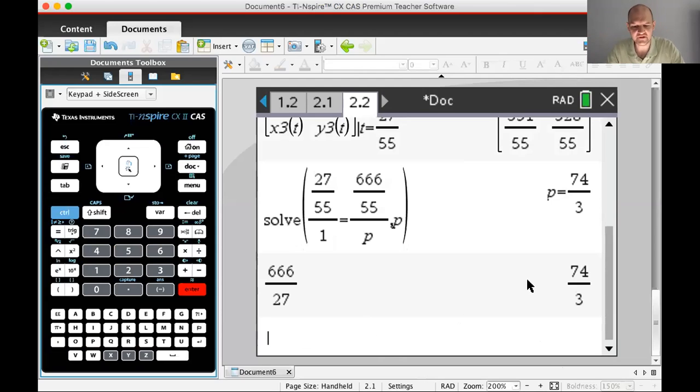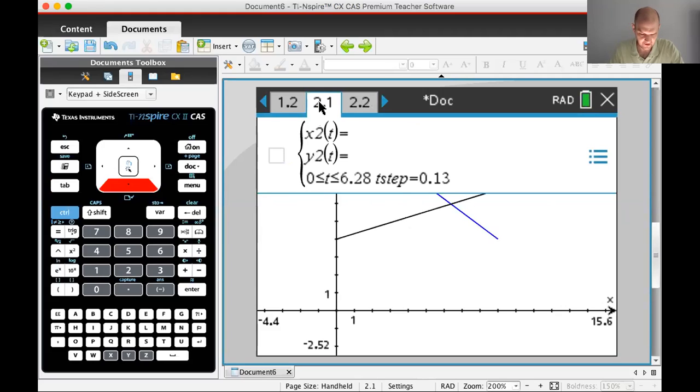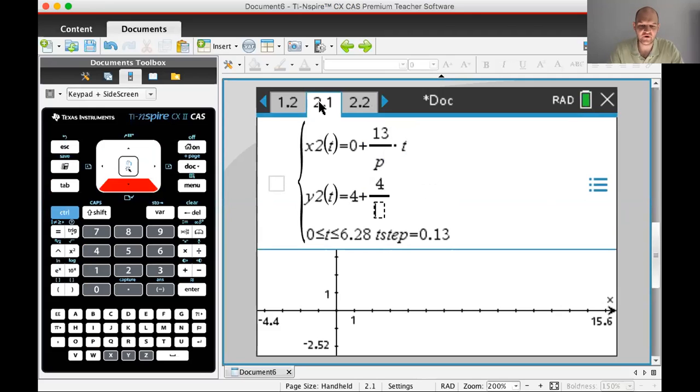Okay, the other way we could do this is we could create a set of equations for x2 and y2. So remember, that's going from C to D. You start at 0, and then you gain 13 over, let's say, an amount we don't know. I'm going to call it P times T. And then here you start at 4, and you add 4 over P. So now P is the unknown amount of time that it takes particle 2 to make this journey.